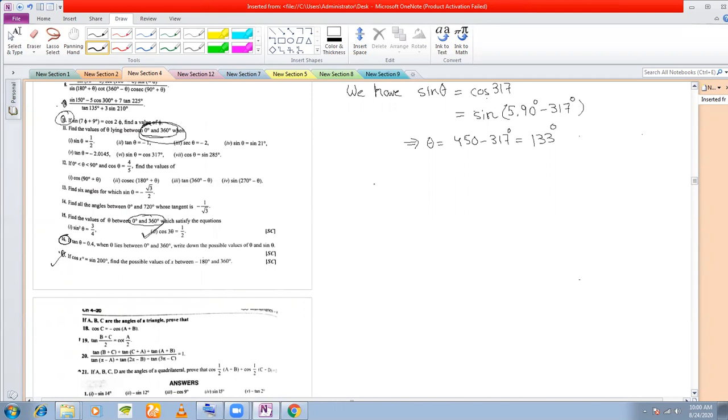Now the question here is, if cos x degree is equal to sine 200 degree, find all possible values of x where x lies between -180 degree and 360 degree. Some sound is coming. Some sort of work is going on in my neighborhood. That's why.